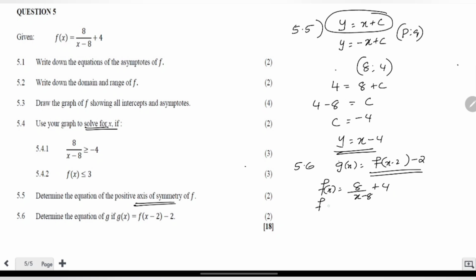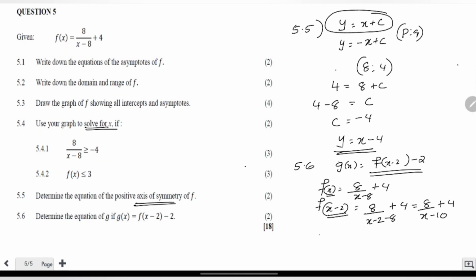Now from here we can find what is f of x minus 2. How do you get it? This x you have to replace with x minus 2, which means on the right hand side also, wherever you see x, you have to write x minus 2. That's it. So 8 divided by, in the place of x I have to write x minus 2, just a matter of substitution, then minus 8 plus 4. Clear? So it is going to be 8 divided by x minus 2 minus 8, which is x minus 10, plus 4. Remember, that is f of x minus 2.